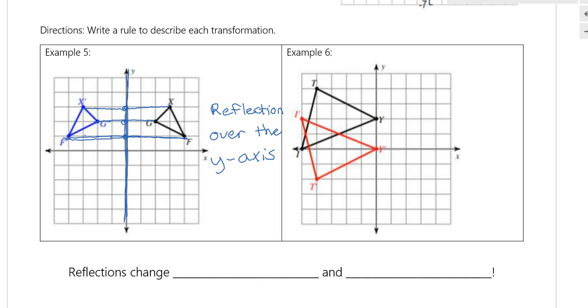Doing the same thing with example 6, Y to Y prime. I think that's easy to spot the middle. I to I prime, I think that's an I. Again, easy to spot the middle. T and T prime, it's 6 long. There's the middle, all right? They should all line up in the same line.